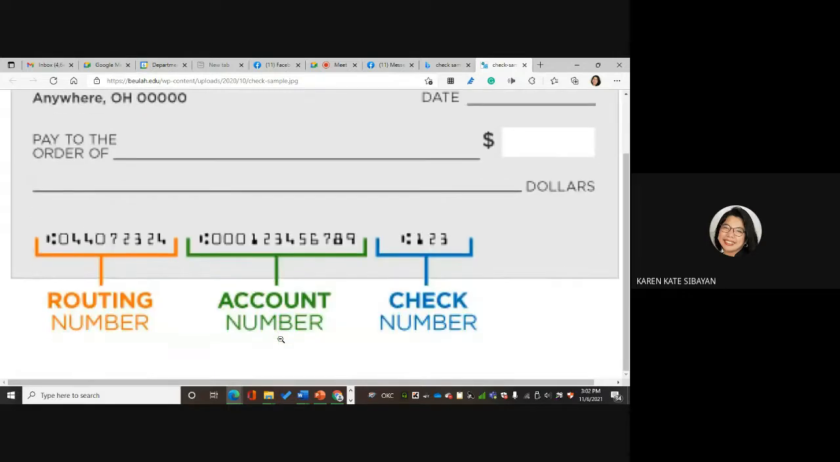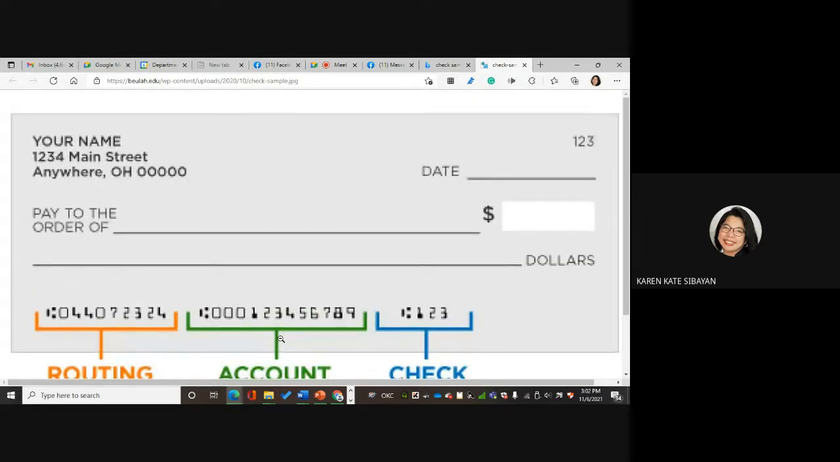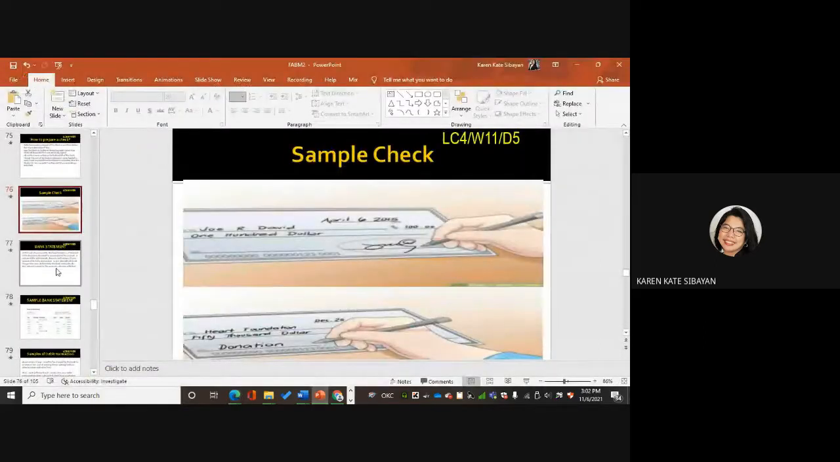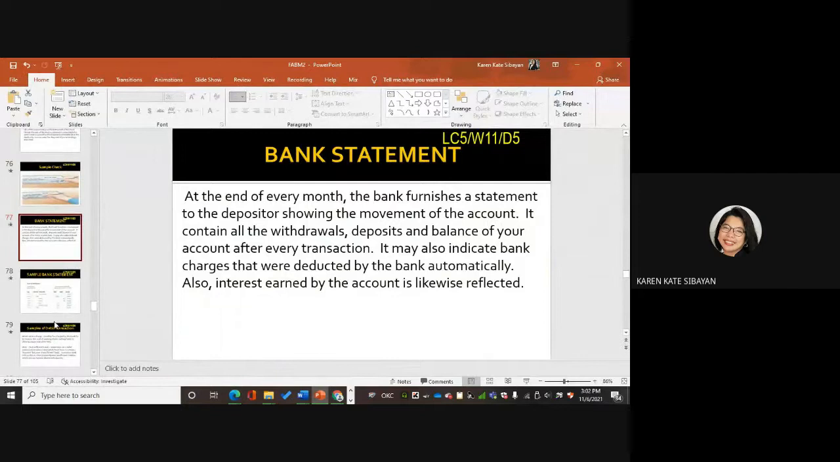Malinaw na po ba? Usually, meron pa yung likod. Doon naman fill up yung kung sino man yung nag-withdraw na yon. Okay? Ayan. I already discussed the bank statement.